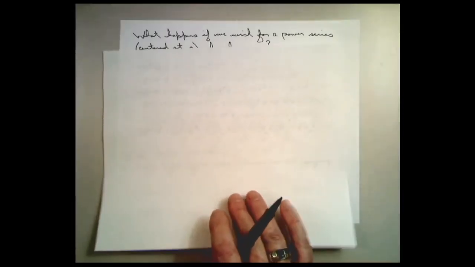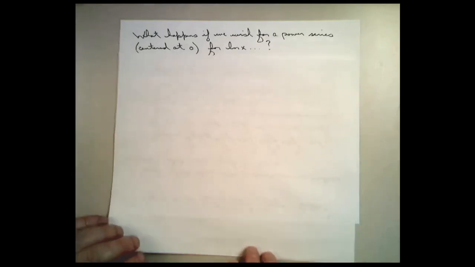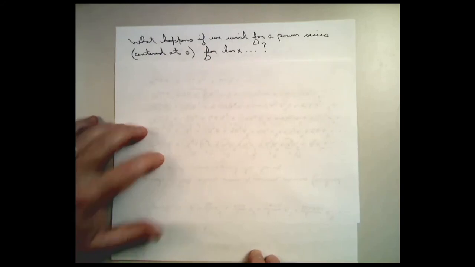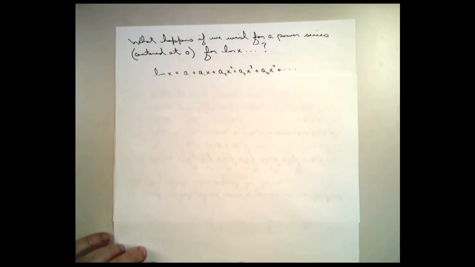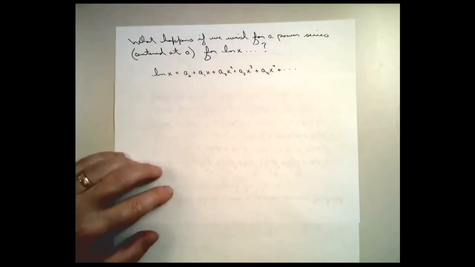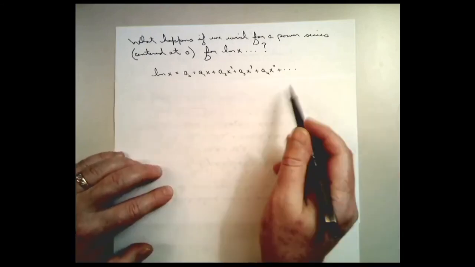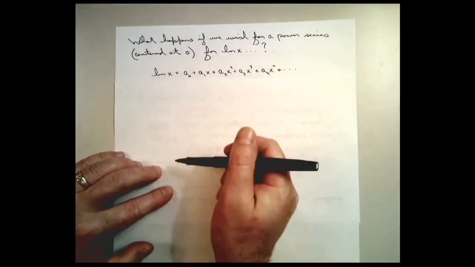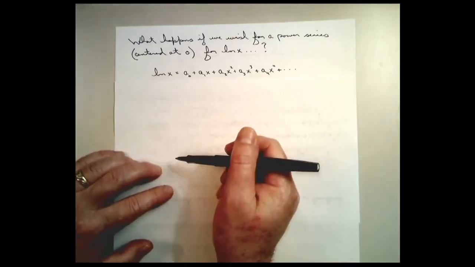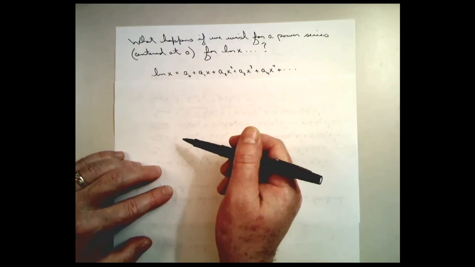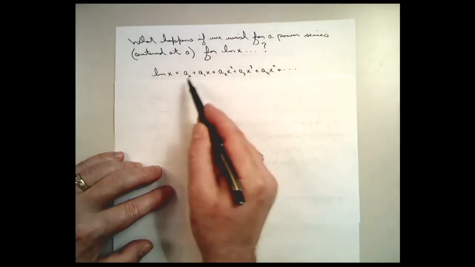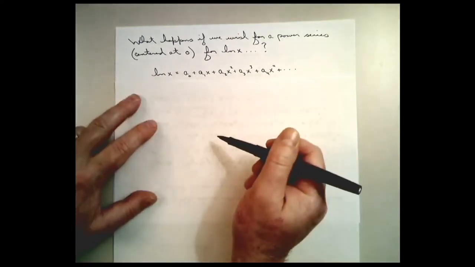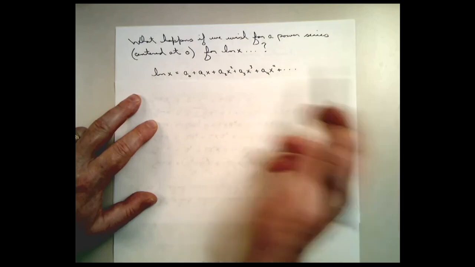Let's try one more. What happens if we wish for a power series, again, centered at 0, for the natural log function? Power series for natural log of x. Well, just like before, first consequence is that we write down a generic power series and say that it's equal to log of x. What's going to happen if we play our game to find the various coefficients this time? All right, so let's try it. So again, centered at 0.